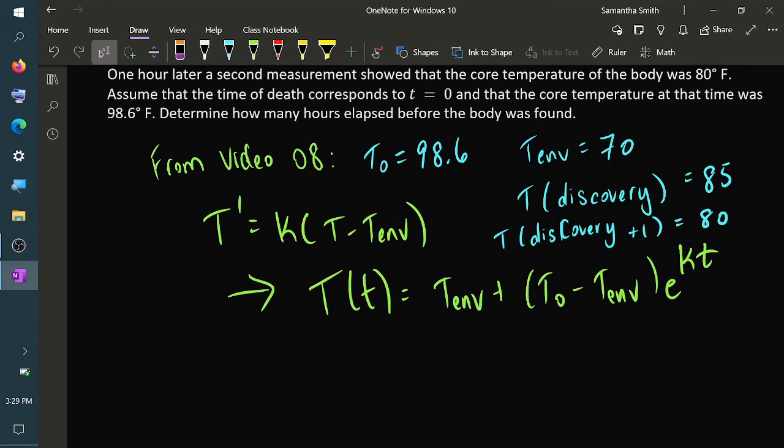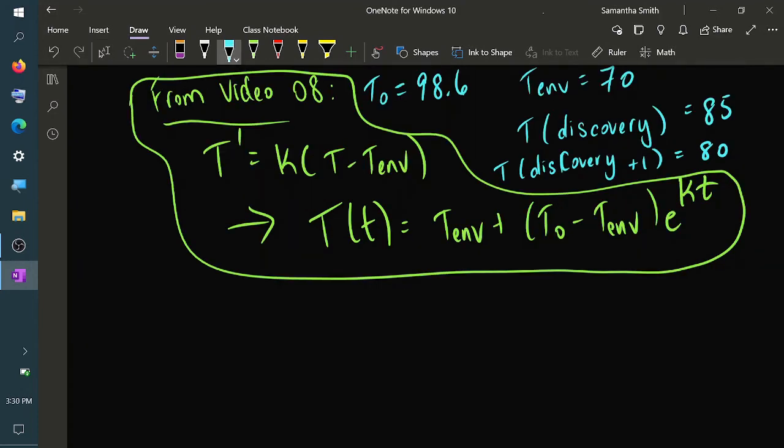If the time of death is equal to t equals 0, then the time of discovery will tell us how many hours have passed since the time of death. Now for convenience sake, I'm going to go ahead and nickname the time of discovery by maybe t sub d. That seems natural, doesn't it?